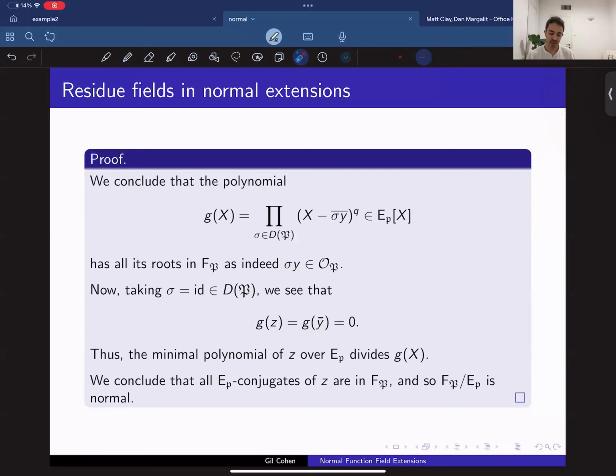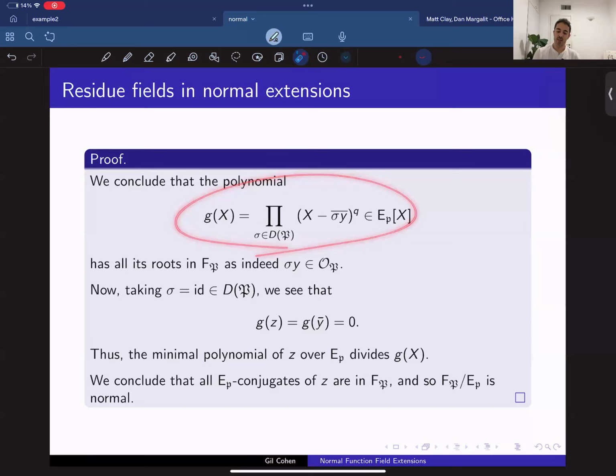And if you consider what happens when you plug in z, then you get 0, right? Because g of z is g of capital Y. Y is the representative for z. And capital Y appears here because when you take sigma to be the identity, which is in the decomposition group, right? If anything is in the decomposition group, it's the identity. That's the thing that leaves everything in place. Then it's there. So when you plug in z, or y bar, you get 0.